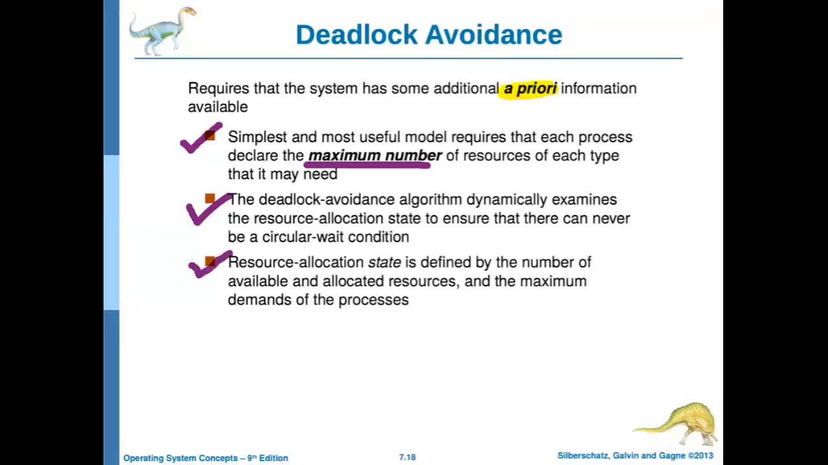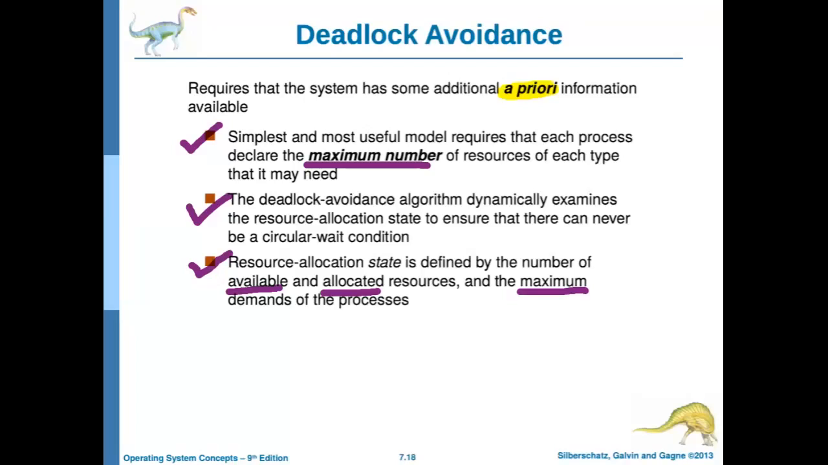Third thing is the resource allocation: the number of available and allocated resources and the maximum demand. So how many resources are available, how many resources are allocated, and what is the maximum demand. So how many resources exist, how many resource types are allocated to which processes, what are the remaining resources, and what is the maximum demand. All that primary information is required.